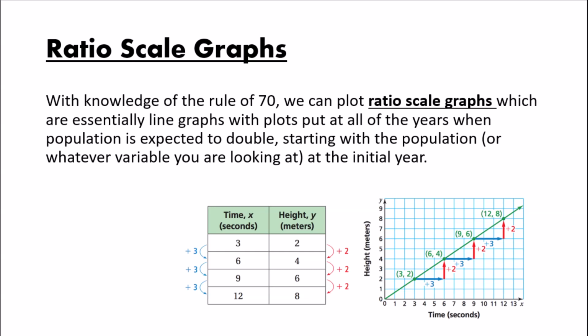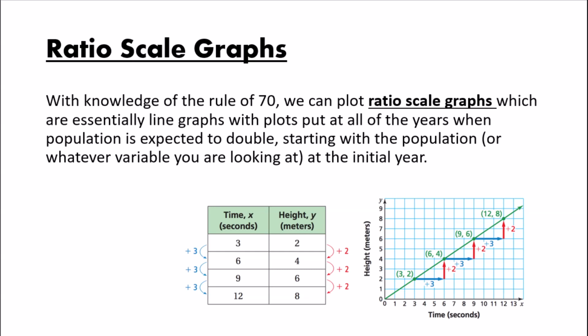I think I mentioned that earlier. So, a brief look at ratio scale graphs. With the knowledge of the rule of 70 that we just got, we can plot ratio scale graphs using the calculation, which are essentially line graphs with plots put at all of the years when population is expected to double, starting with the initial population, or whatever variable you're looking at, at the initial year.